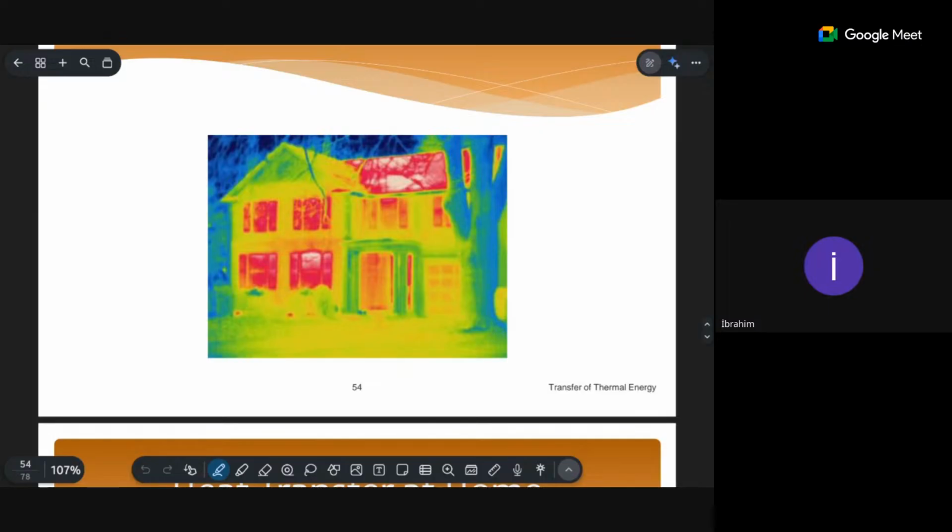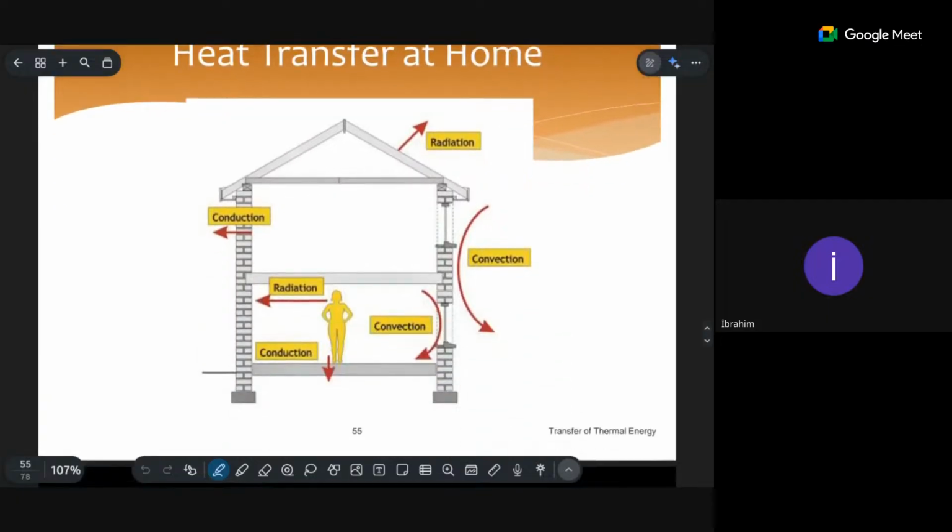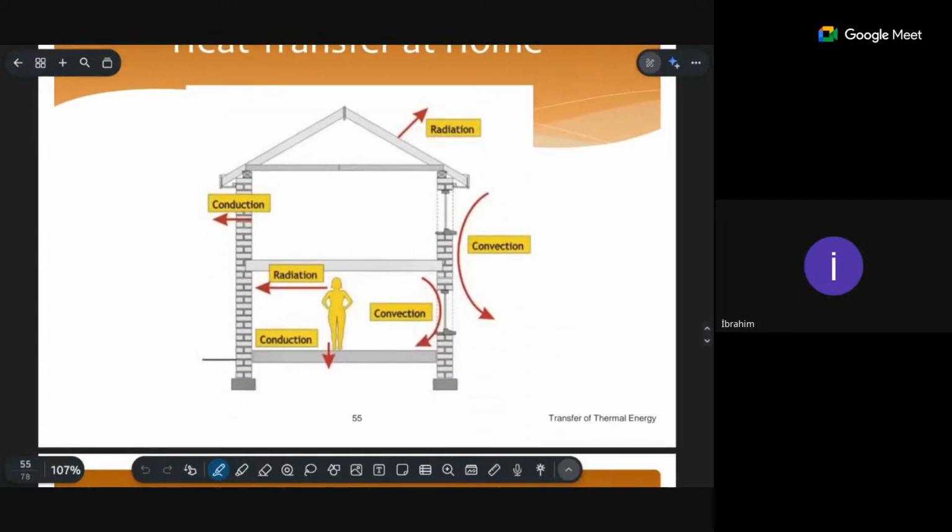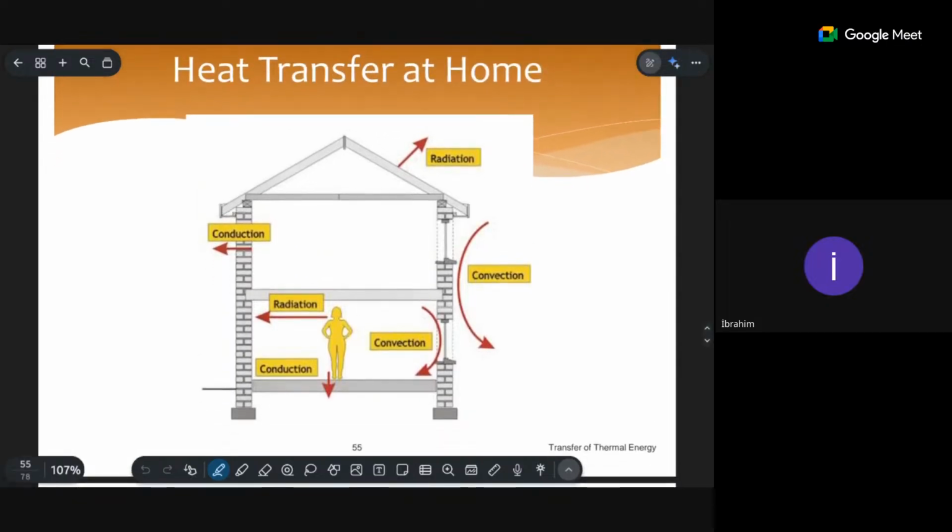all these types of mechanisms. Here, there is a thermal image of a house which is radiating heat through the doors and the windows in the form of radiation, then conduction and convection all together. So here is basically a segmented diagram of heat transfer in the home.